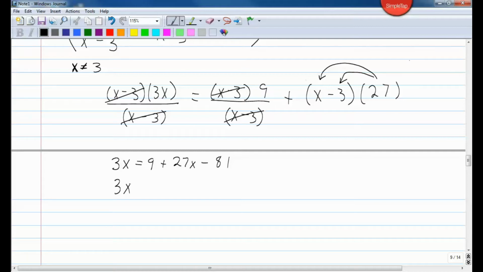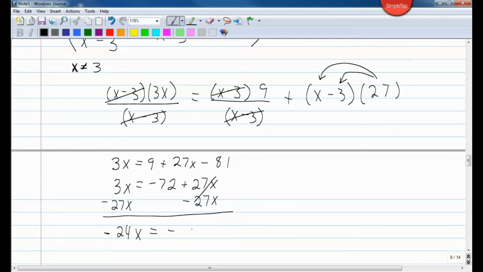Alright, so on the right side of this equation, you have two like terms. So I'm going to combine those two like terms. So that'll be negative 72. Okay. Now I'm going to move all of my x values to one side. Alright, so I'm going to take this x value here, and I'm going to move it over to the left side. So I'm going to have to say minus 27x, minus 27x. So I have 3x minus 27x. That's going to be a negative 24x equals negative 72.